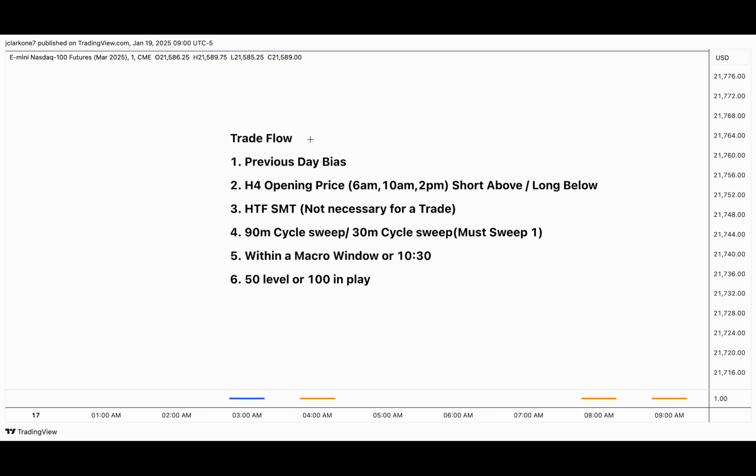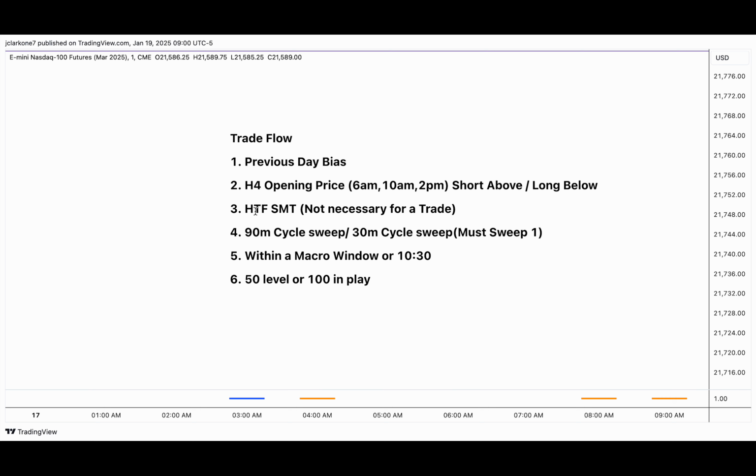So next thing is important. H4 opening price. I use the 6 a.m., the 10 a.m., and sometimes the 2 p.m., depending on how fast the morning session is. If it's super slow and we have some news in the evening or the afternoon, I'll use the 2 p.m. opening and try to get a trade in. But otherwise, I'm sticking to the 6 a.m. and the 10 a.m. candle. We'll get into this later, but short above, long below the opening price.